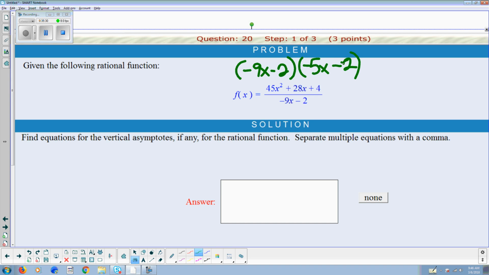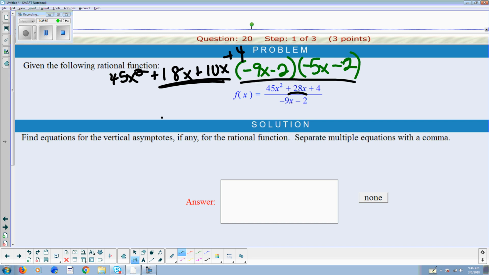This is my guess. Now I'm going to check to see if those really are factors. Negative 9x times 5x will be 45x squared. Negative 9x times negative 2 will be positive 18x. Negative 2 times negative 5 will be positive 10x. And look at this. 18x plus 10x is 28x. Yeah, that's it. Negative 2 times negative 2 is 4. So these are the factors. So what happens here is negative 9x minus 2 cancels with negative 9x minus 2, telling me here there are no vertical asymptotes because it canceled.